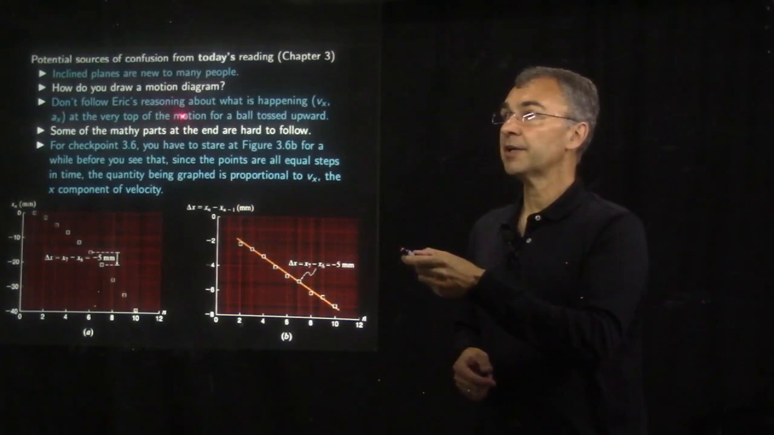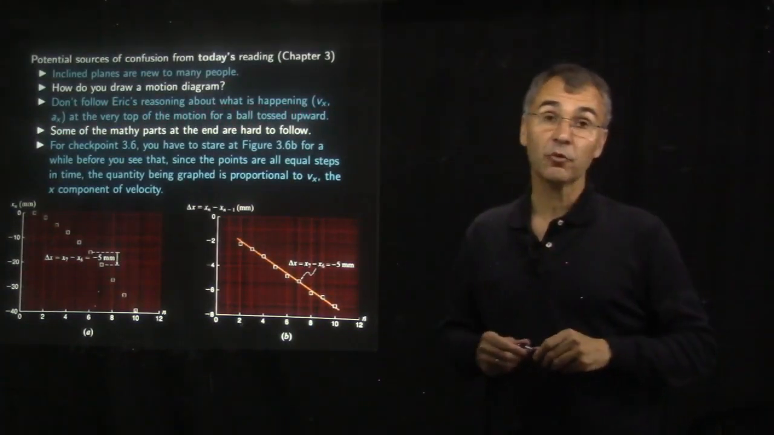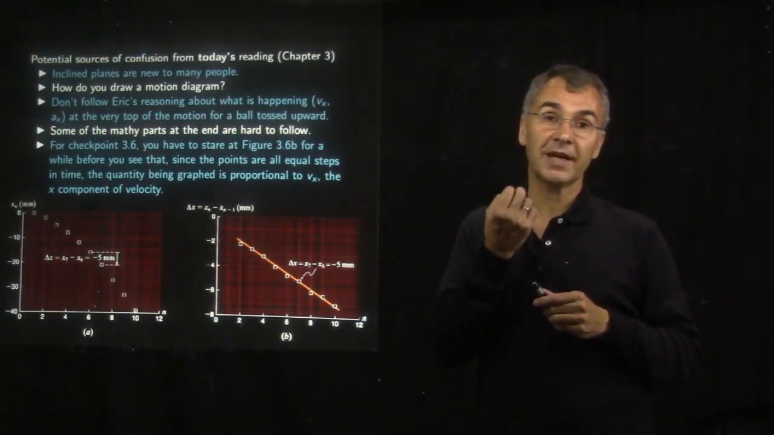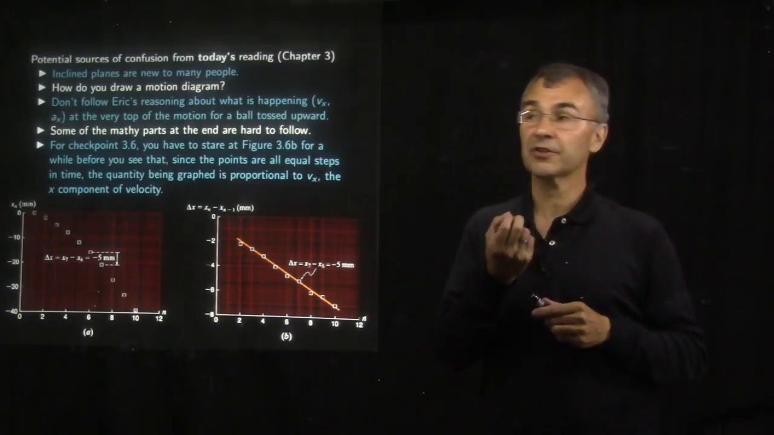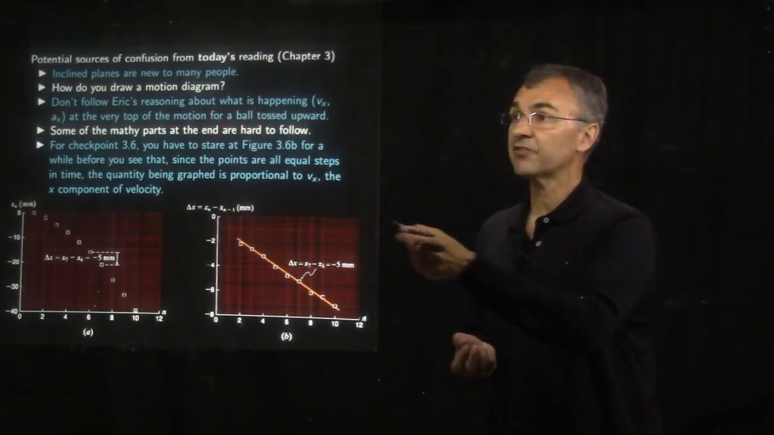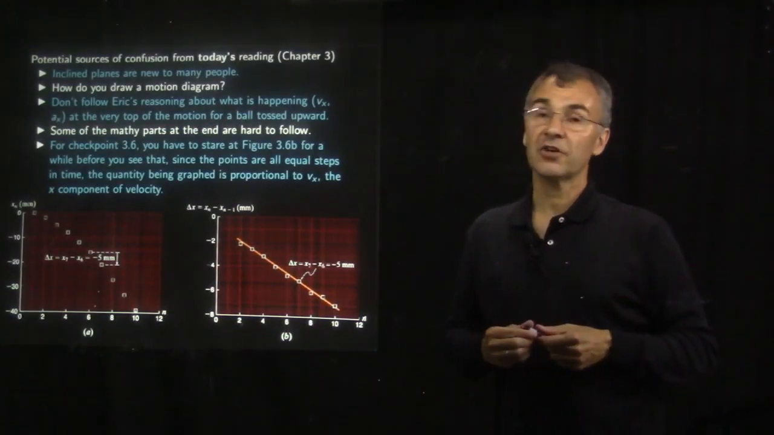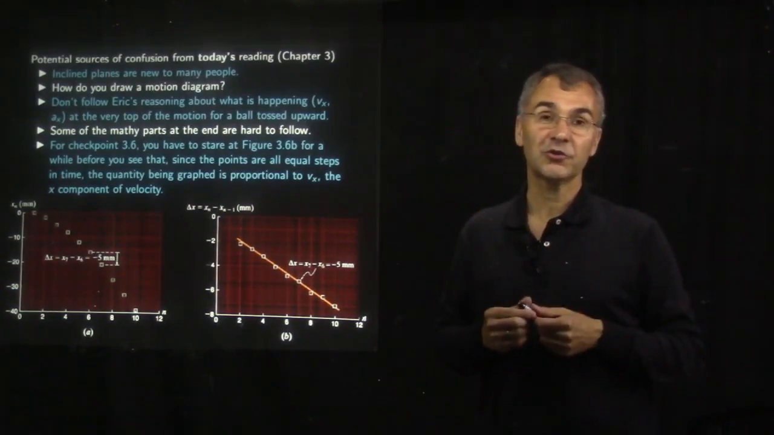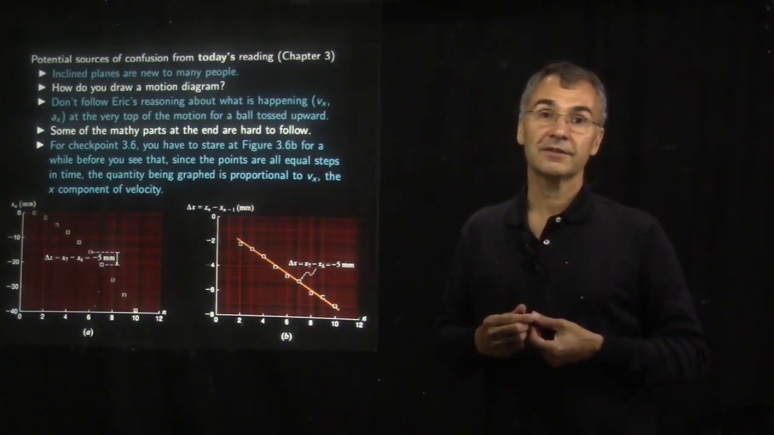Okay, sometimes there's following the reasoning about what's happening. For instance, it actually is really important as you go through to reason through what's happening to the x component of velocity and the x component of acceleration for a basketball at the very top of its trajectory when it's tossed upward. And so I really urge you to puzzle through that and look at the graphs in the book and look at the graphs we drew earlier today.